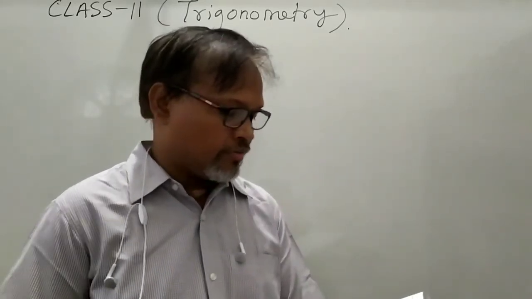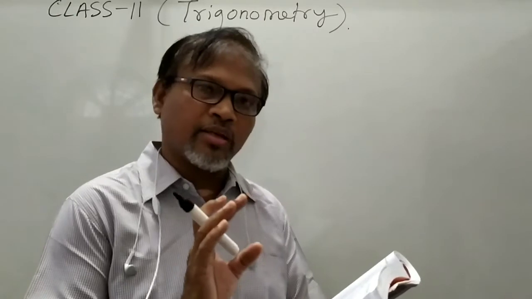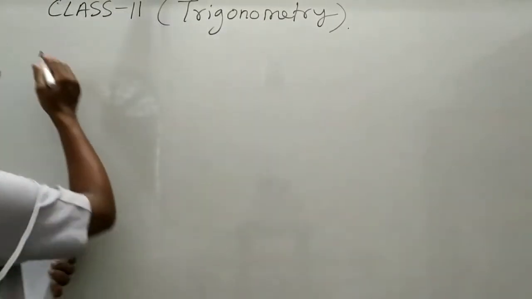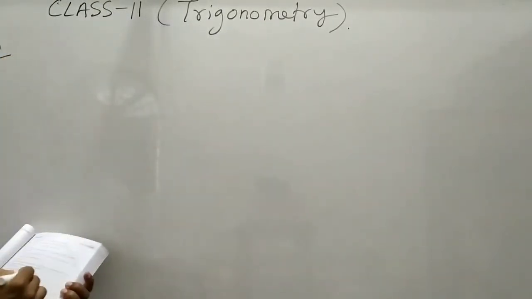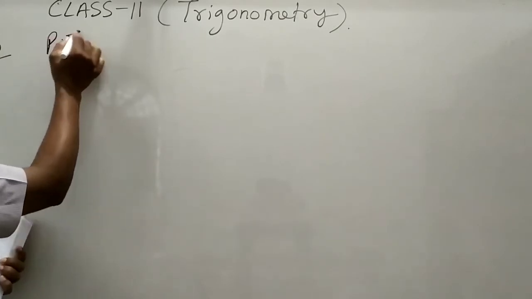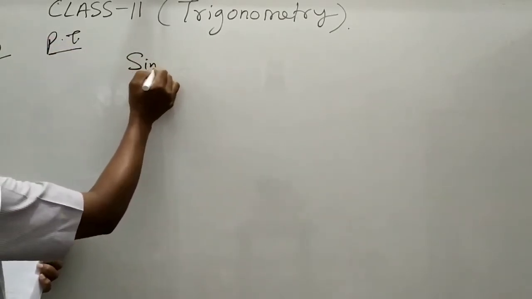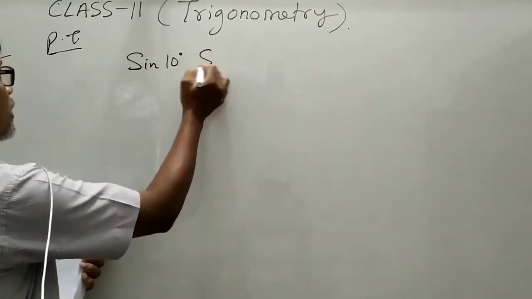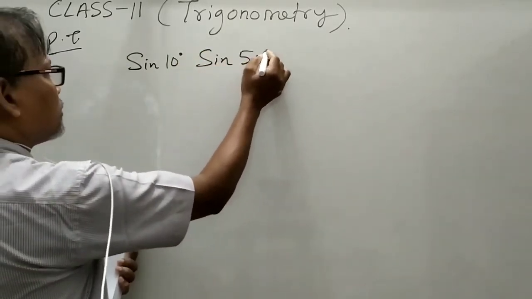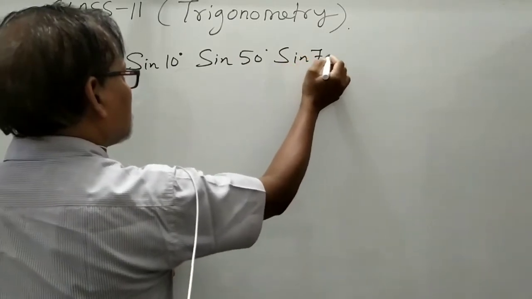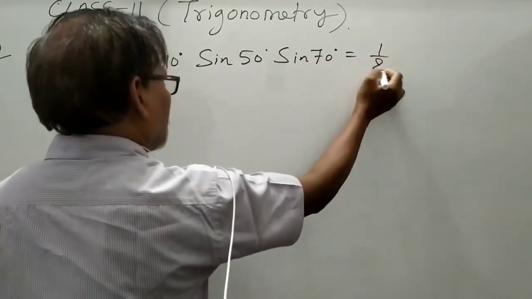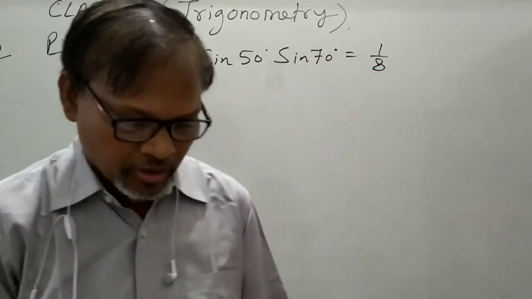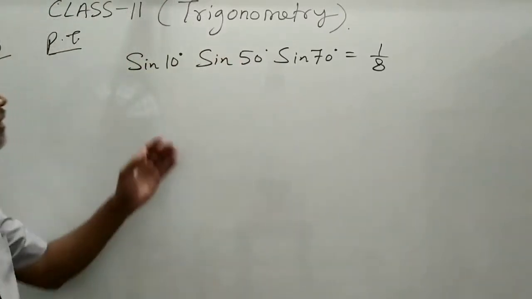In 10 and 11, the questions are given in multiplication. Question number 10: prove that sine 10 degree, sine 50, sine 70 is equal to 1 upon 8. You have to show this. How to show?